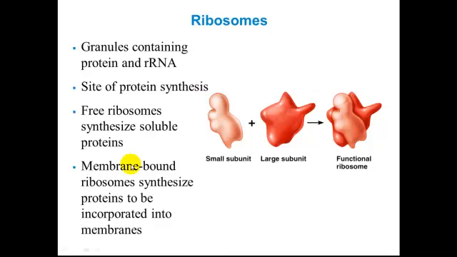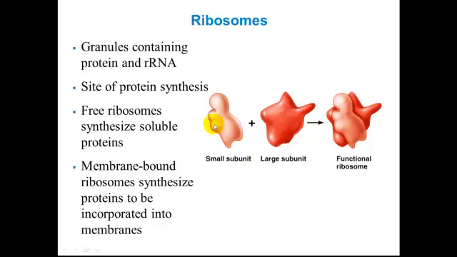Now, there are two different kinds of ribosomes. We have free ribosomes. These free ribosomes are going to be floating within the cytoplasm, and they synthesize soluble proteins that we would see within the cytosol. Now, there are many that we will see as membrane-bound ribosomes, and these are bound to what's called the rough endoplasmic reticulum. This is where we will see proteins that are going to be incorporated into membranes being made.